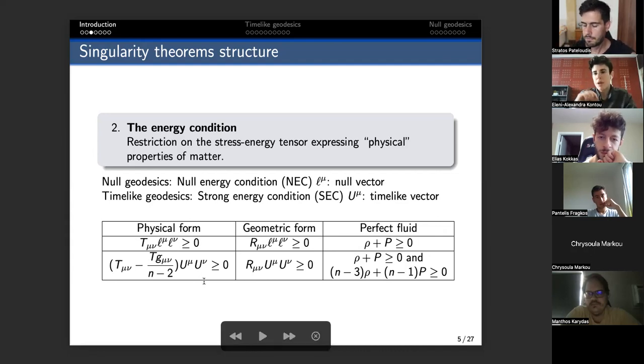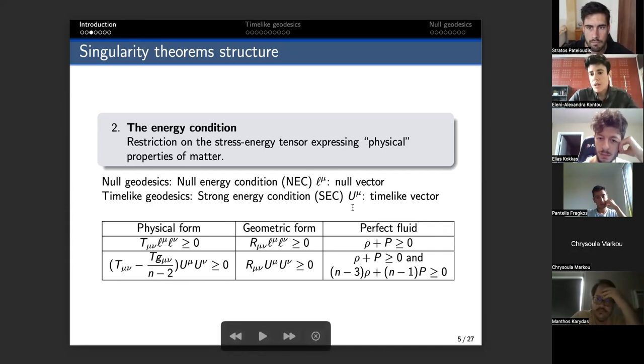However, if we use the Einstein equations, both conditions look quite similar in what we call the geometric form. The geometric form we sometimes call the null convergence condition and the time-like convergence condition, respectively. And these are conditions on the Ricci tensor. So the geometric form is the one that appears in the singularity theorem.